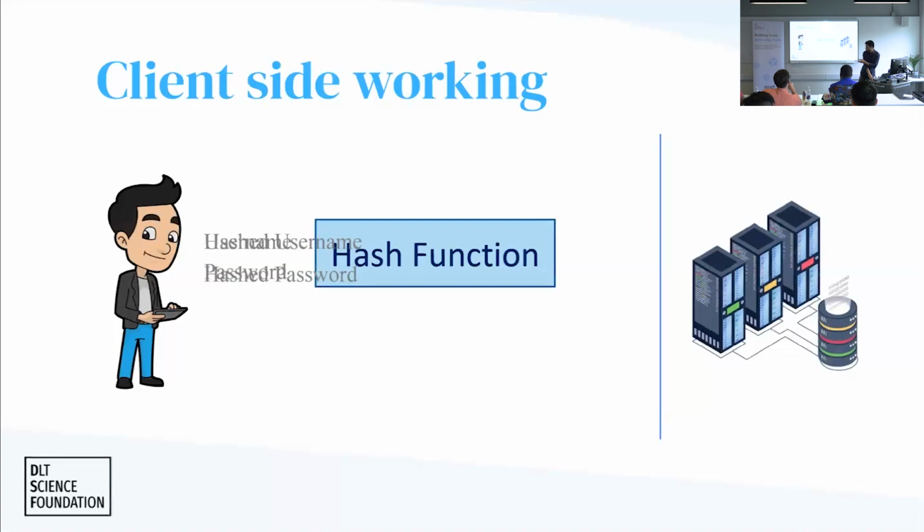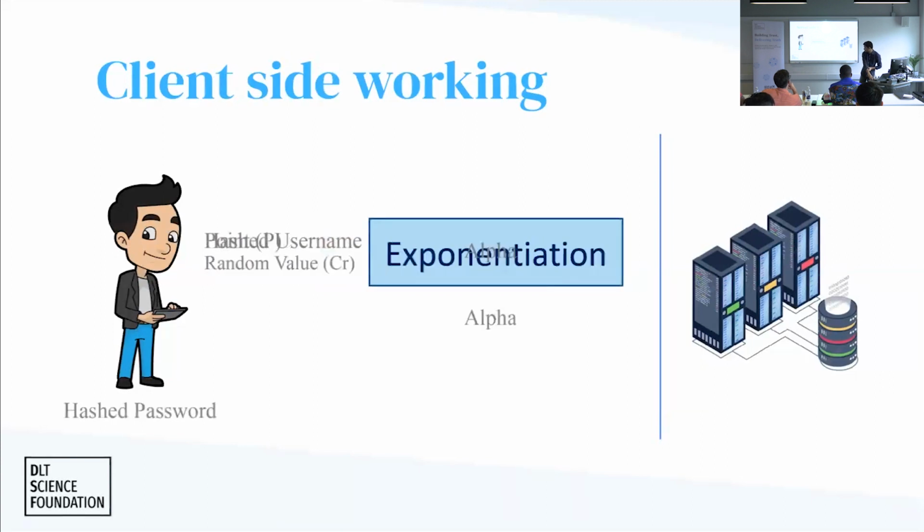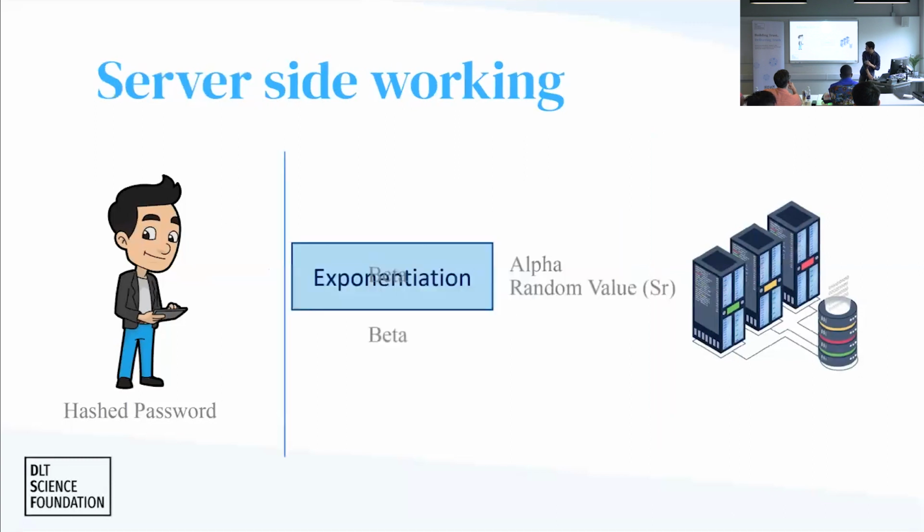This alpha, we'll be using a POST request to send to the server. On the server side, we have alpha as well as a random value, that is server-side generated, and then we again use the exponentiation function to generate the beta. So this beta would be sent to the user as a response to the POST request, and these are the current things I'm having: beta, random value as well as the hash password, right?